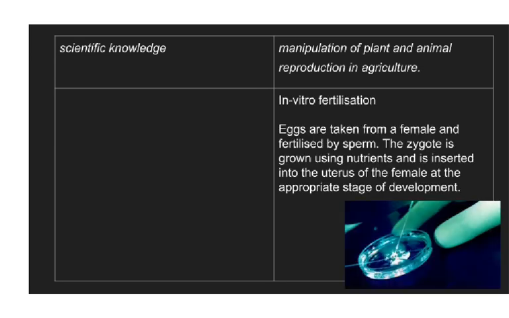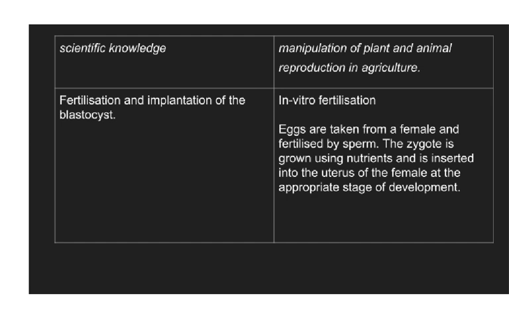In vitro fertilisation is another example of a manipulation of animal reproduction in agriculture. Eggs are taken from a female and fertilised by sperm outside of the body. The zygote is then grown using nutrients and is inserted into the uterus of a specific female at the appropriate stage of its development. The scientific knowledge that has been used to develop in vitro fertilisation is that of fertilisation and implantation of the blastocyst. So by scientists knowing at what stage the blastocyst is implanted into the uterus naturally, they can mimic that artificially.